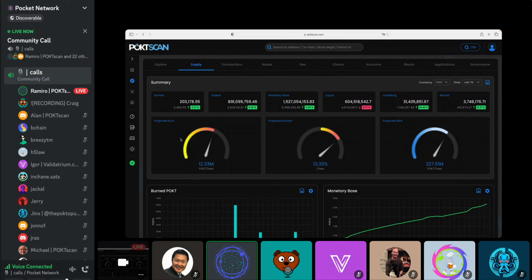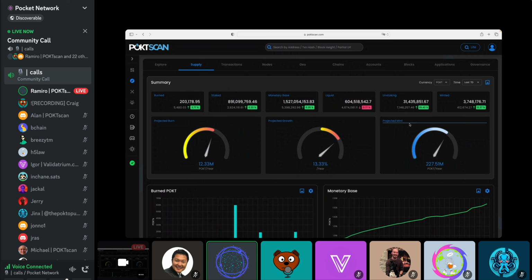The projected burn is simply we take all the burn that we saw in a week period, we divide it by 7, and we multiply it by 365.2, and we get an amount of POKT that's going to be burned in a year if everything stays the same: number of relays, burn multiplier, and everything the same. So we'll be burning 12 million POKT in a year.